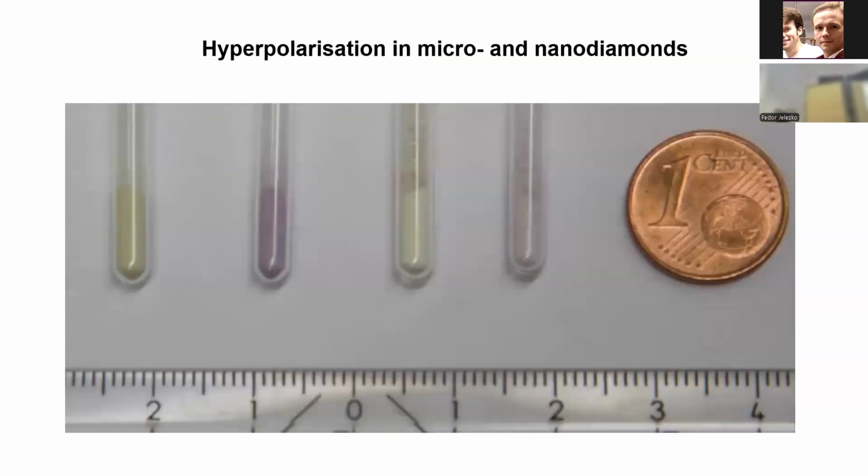Here are a few examples of how one can do it, or some steps towards doing this. It's again important to have nanodiamonds that are doped with a suitable concentration of NV centers. Here we see tubes filled with micro and nanodiamonds containing P1 centers, and this is an NV center, in different sizes, micro and nano fractions.